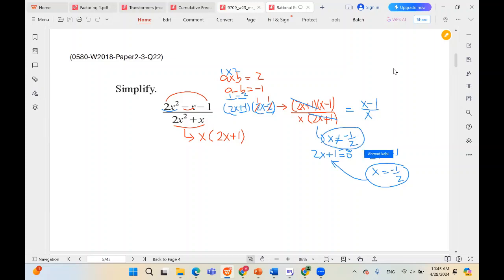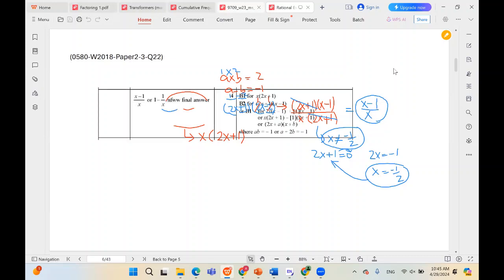However, this is the final expression of the answer. Here, they did not really require us to write x is not equal to -half, but x minus 1 over x is the correct final answer.